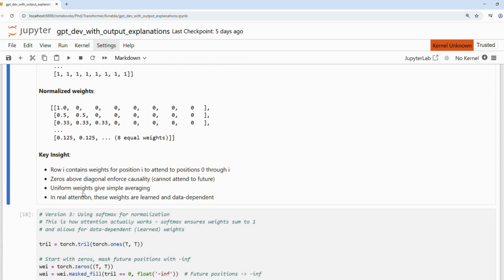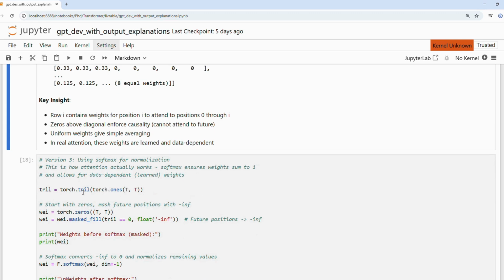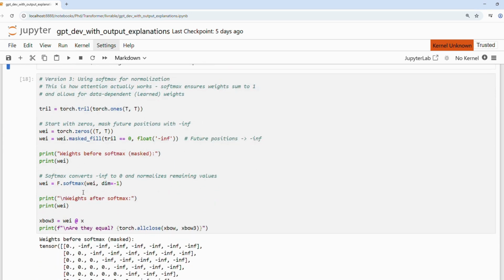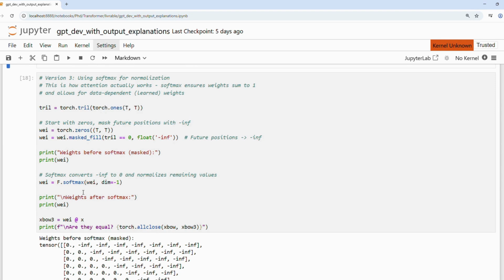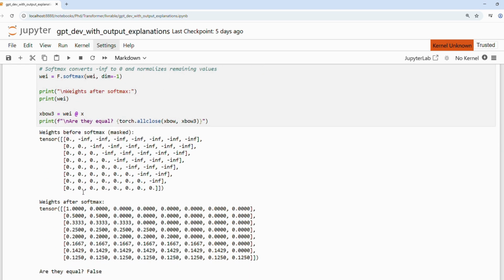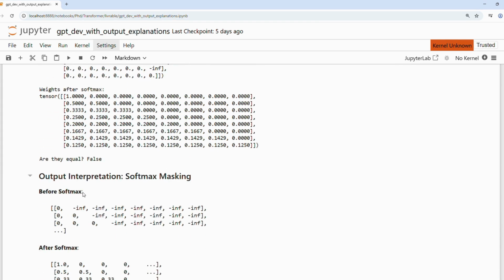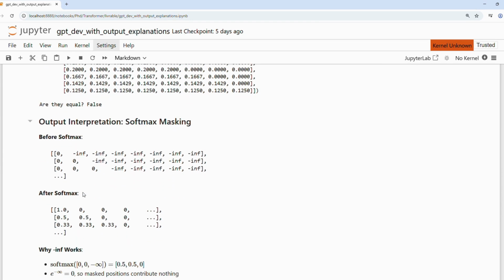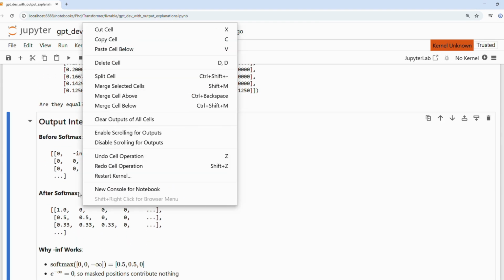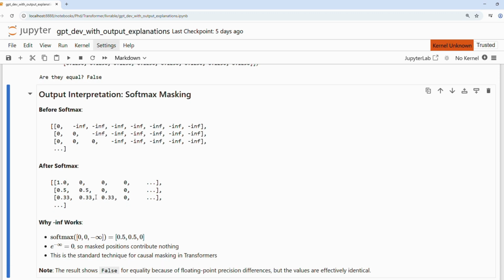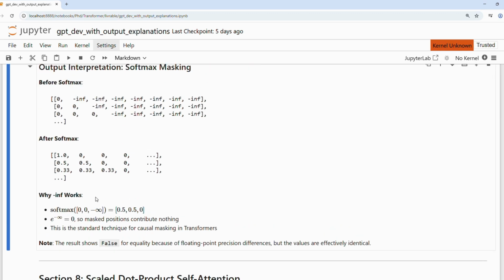Version 3 introduces softmax normalization. Instead of hard-coded uniform weights, we start with a matrix of zeros, mask the upper triangle with negative infinity, and then apply softmax. Negative infinity through softmax becomes exactly 0, enforcing the causal mask. Zeros through softmax become equal positive weights. The result is identical to version 2, but now, and this is the key, we can replace those zeros with learned data-dependent values. And that is exactly what self-attention does.